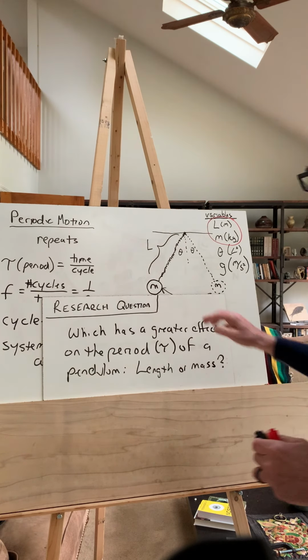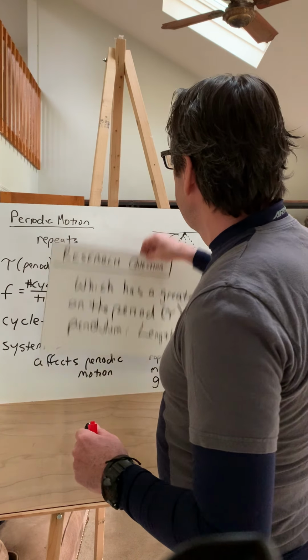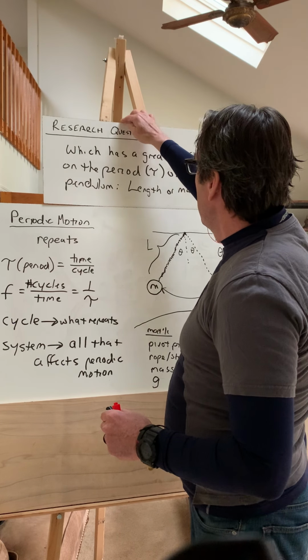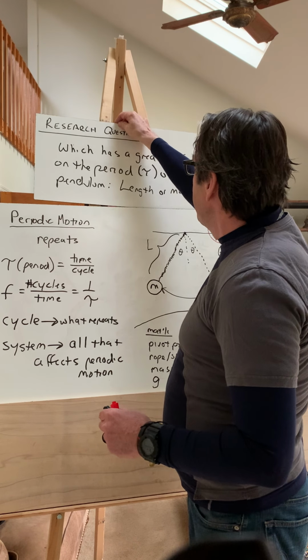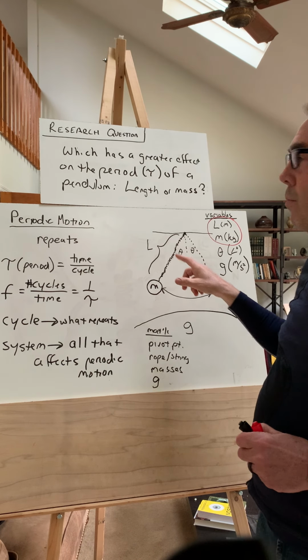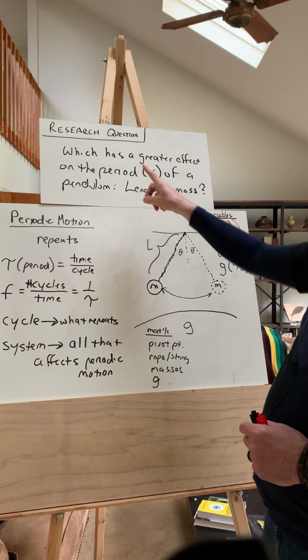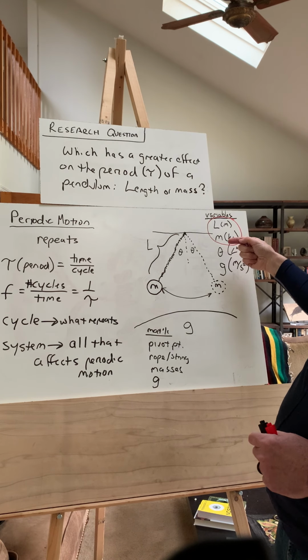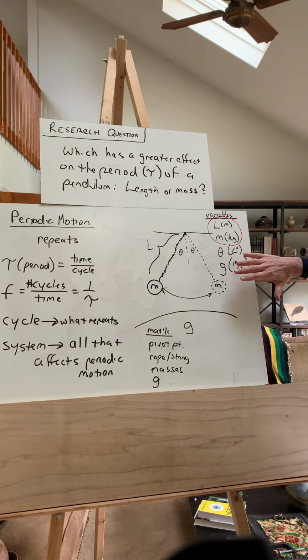And what you're going to do is you're going to build, out of simple household materials, a pendulum. You're going to carry out controlled experiments to test for length and mass. We've already controlled G for you. You're going to control theta and keep that the same.